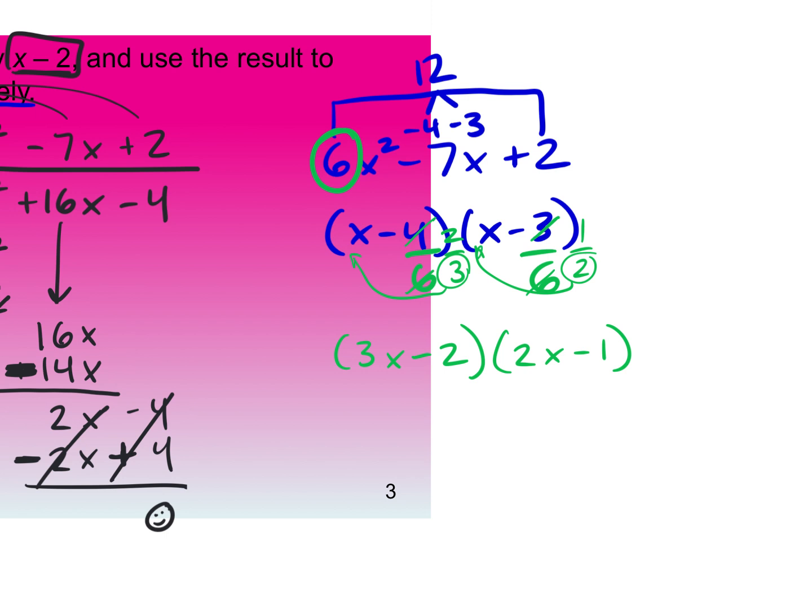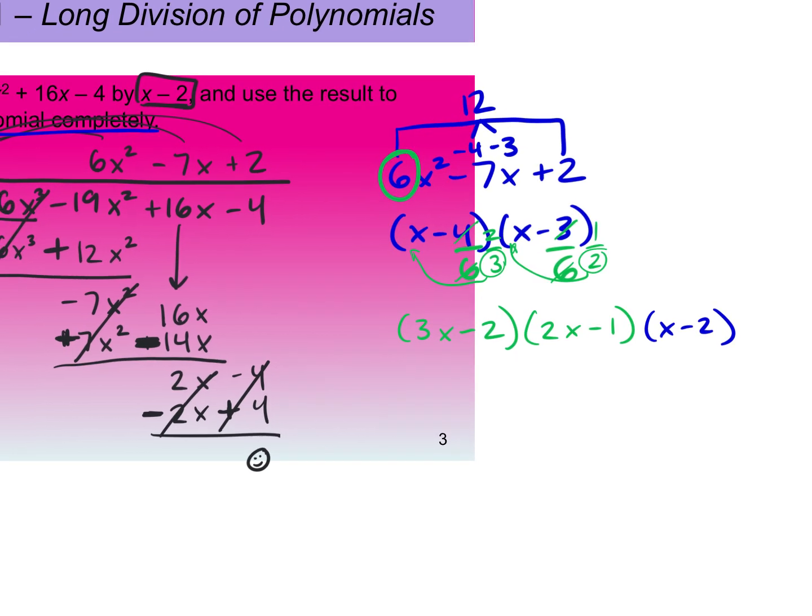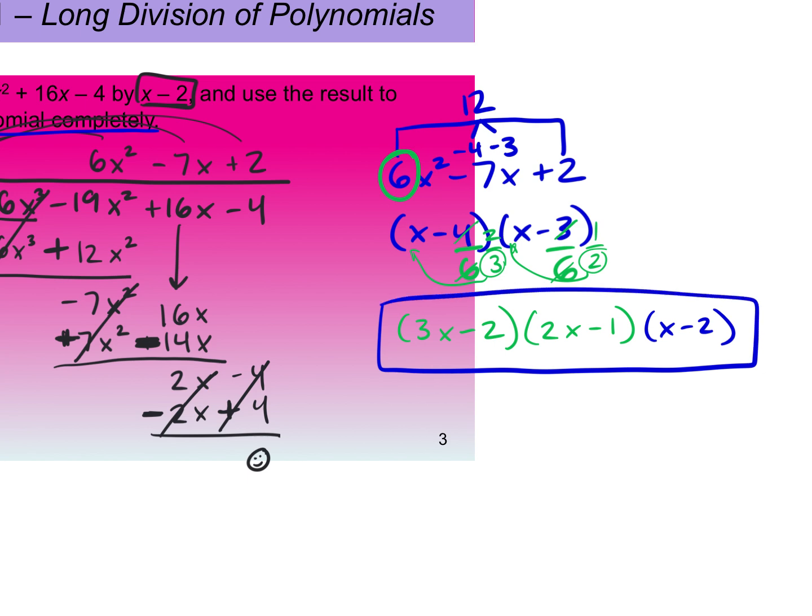I'm going to write my original factor, so that was x minus 2. If I FOILed these all out, I'd end up with my original polynomial, which was 6x cubed minus 19x squared, and so on. So these are my factors of my polynomial.